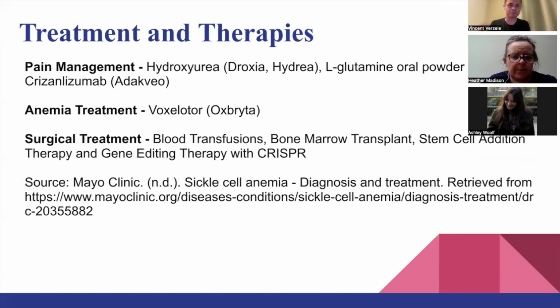So in terms of treatments and therapies, historically, there's been pain management. There wasn't much that could be done as far as a cure until very recently. The pain management are specialized drugs like hydroxyurea, L-glutamine oral powder, and crizanlizumab. Sorry, I don't know how to pronounce that very well. And then also to treat anemia, there's a drug called voxelotor. Surgical treatments include blood transfusions to give people healthy blood cells, bone marrow transplants to hopefully stimulate the production of healthier blood cells, and stem cell therapy.